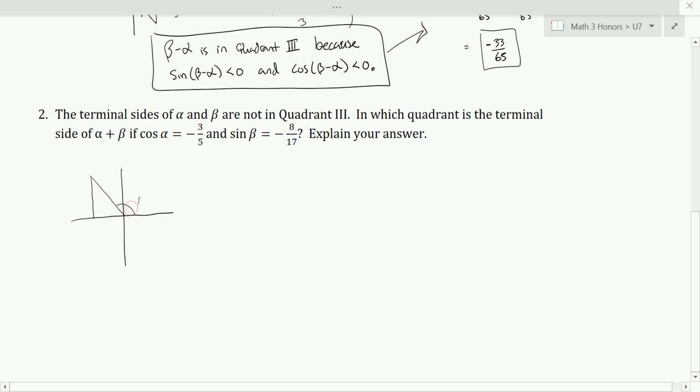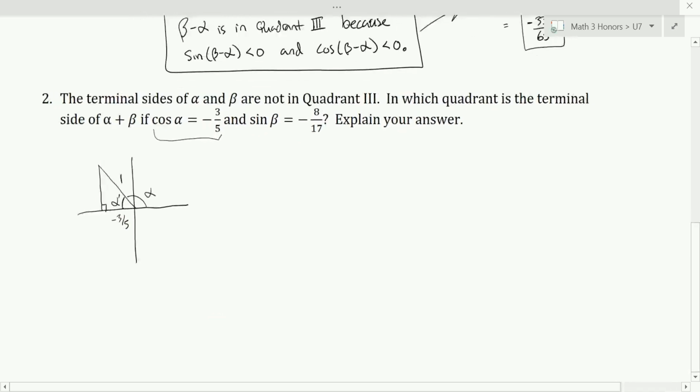So here's alpha, and our reference angle we'll call alpha prime. If the hypotenuse is 1 for this right triangle, the cosine of alpha is negative 3/5, so negative 3/5 would end up here. And we just need to know what the sine is, which is our y value. If you use the Pythagorean theorem, what do we end up with? 4/5.